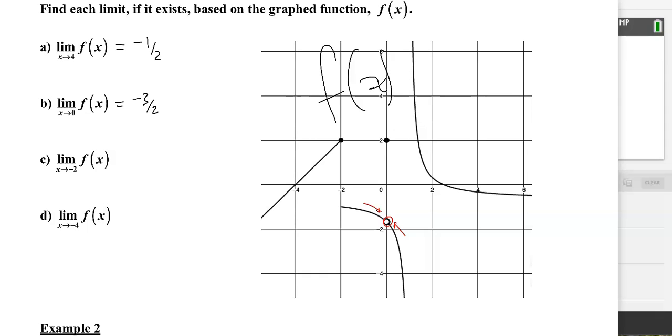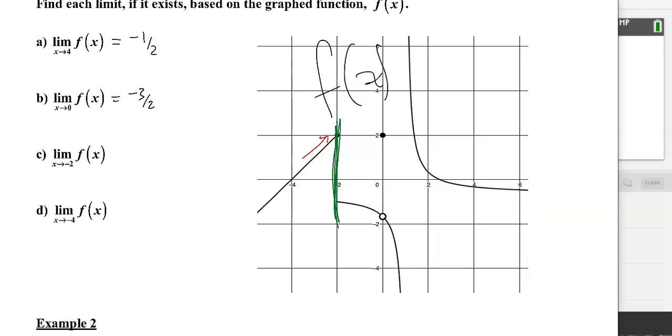I am going to approach -2. So this is part C. The limit as x approaches -2 of f of x. So I need to get closer to x equals -2. So it looks like from this side, it's getting closer to 2. From my right-hand side, it's getting closer to -1.